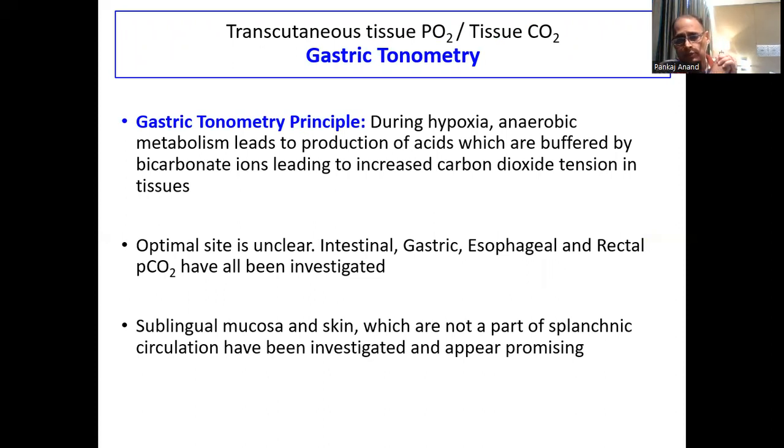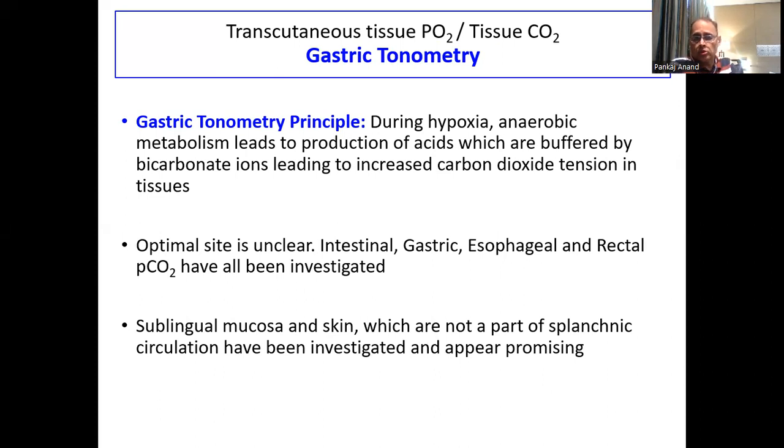The basic principle for gastric tonometry is that if you are measuring the carbon dioxide levels within the stomach, it is a surrogate marker of the circulation of the gastric mucosa. So whenever there is hypoxia, the anaerobic metabolism leads to production of acid. We all know that. And this gets buffered by the bicarbonate ions, ultimately leading to an increase in carbon dioxide tension in the tissue. So if you are measuring the carbon dioxide tension and it is higher than normal, then it means that there is more anaerobic metabolism.